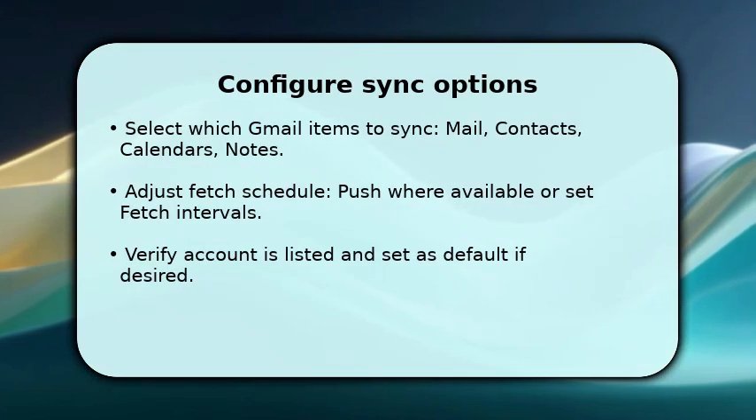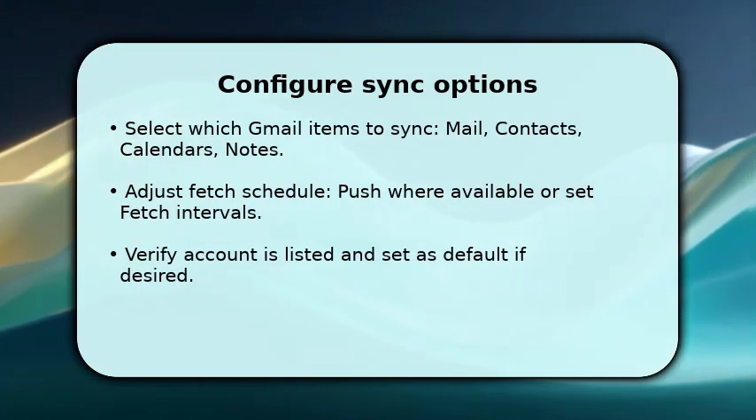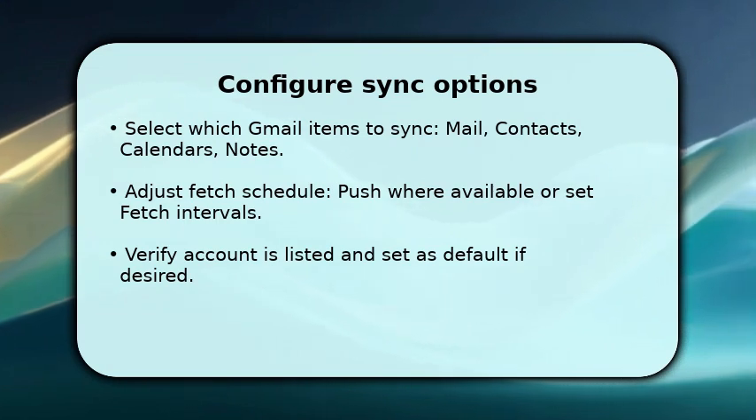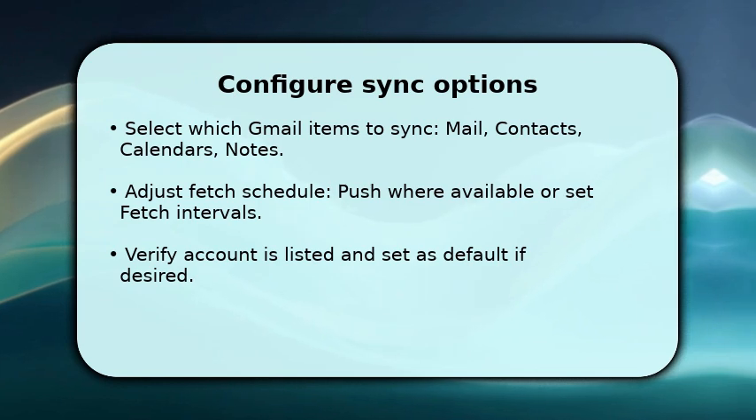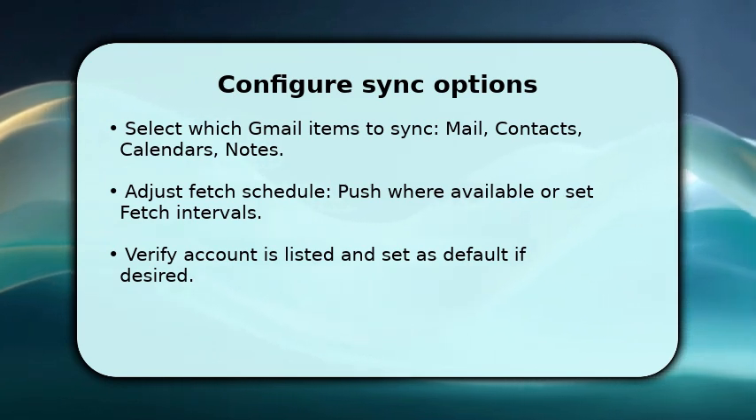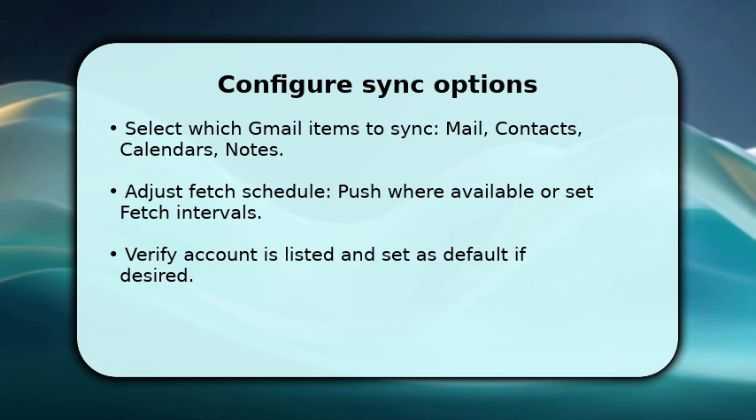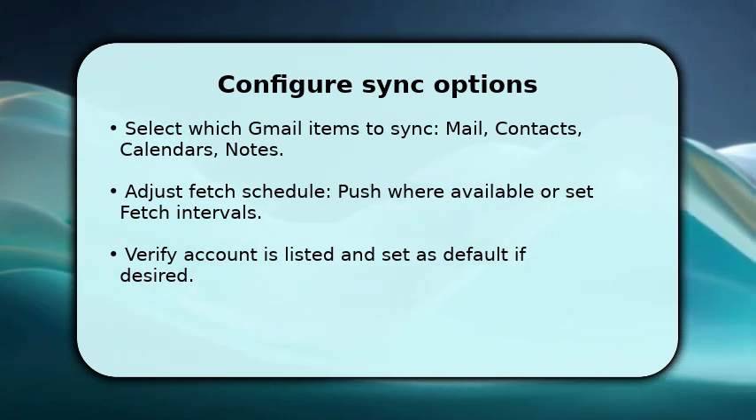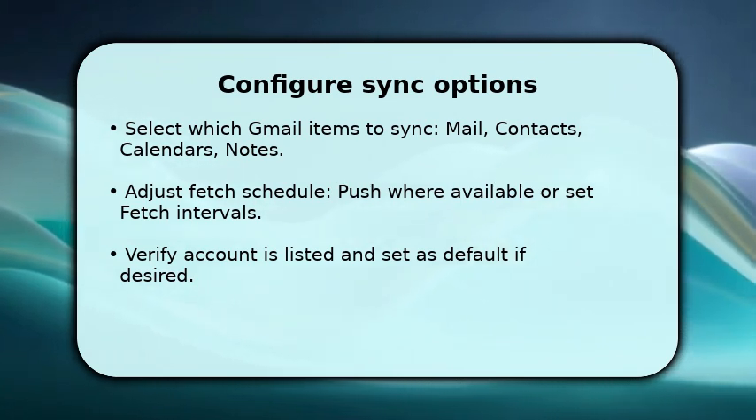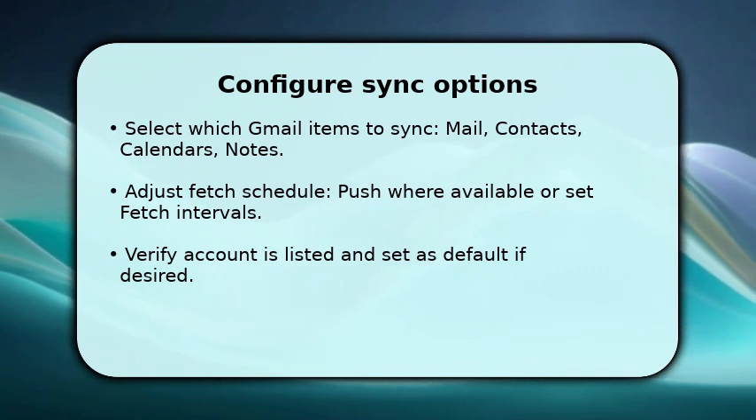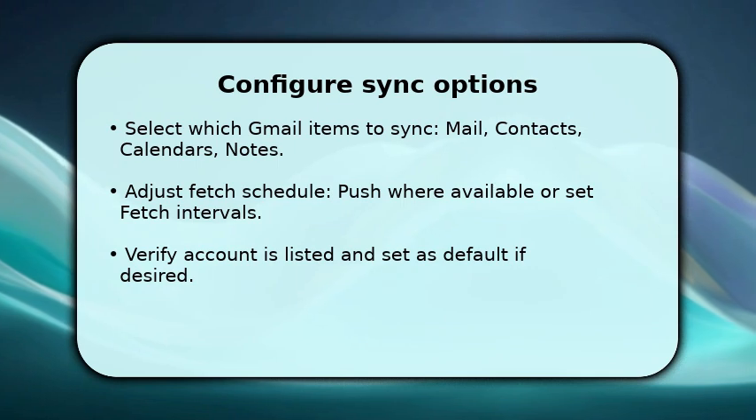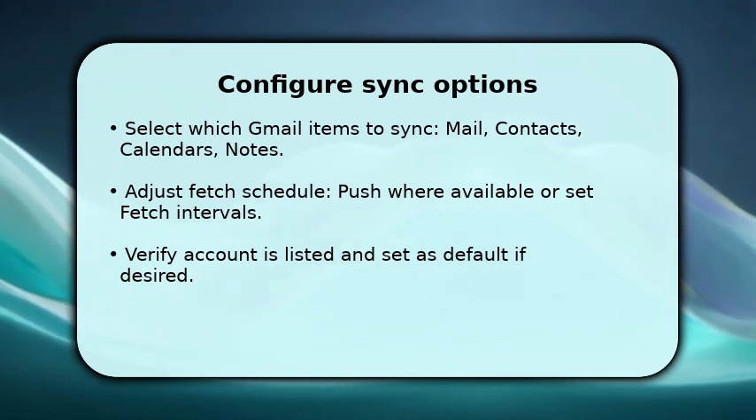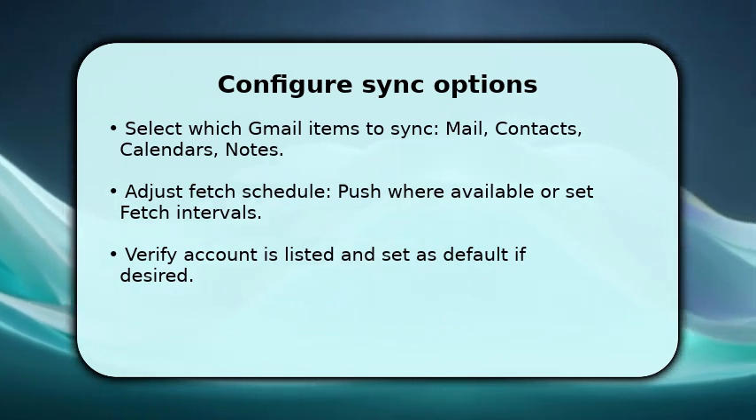Now configure what you want to sync and how. In Settings, Mail, open your Google account. Toggle Mail, Contacts, Calendars, and Notes on or off depending on need. Tap Fetch New Data to choose Push when available, or select a fetch interval, like every 15 or 30 minutes to save battery. Make Gmail your default account under Settings, Mail if you prefer composing from that address. These choices control what data flows to your iPhone and how often it updates.